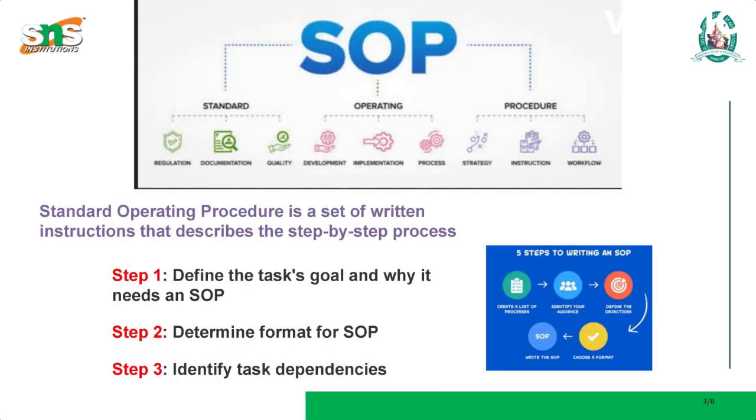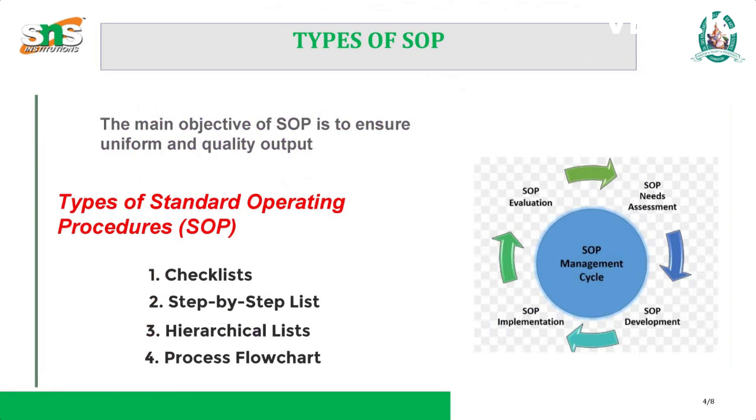The next slide which I'm going to tell you is the standard operating procedure. It consists of three steps. One is define the task goals and why it needs an SOP. Second step is determine the format for SOP. Third is identify task dependencies.